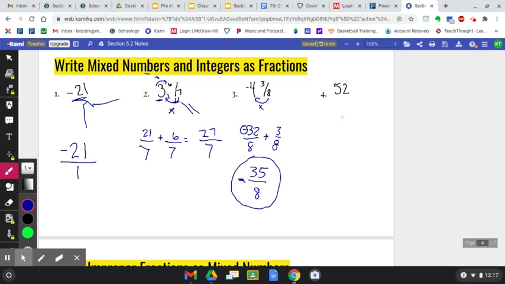And then 52, right, in integer, I can just put that over 1, right? So 52 over 1 and 52 are equal to one another. This is written as an integer. This is written as a fraction.